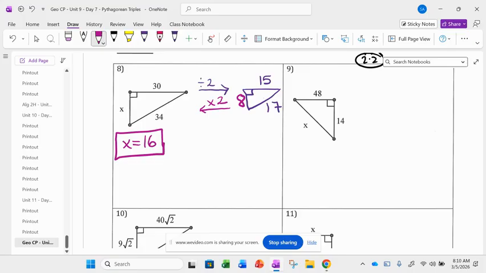What do you do? Oh, you're dividing by 2, okay. Yeah, that's 24, down 7. So that is a triple: 7, 24.